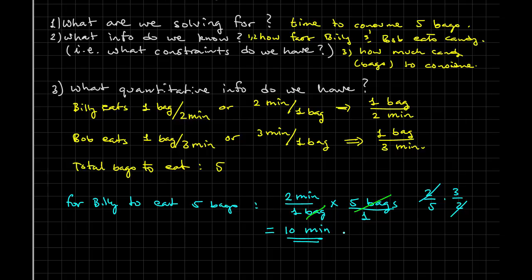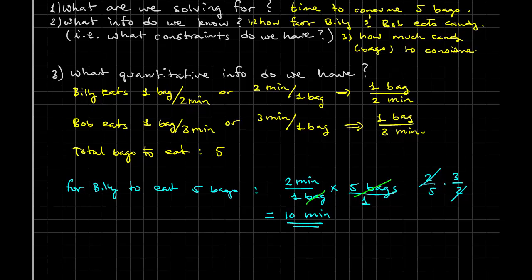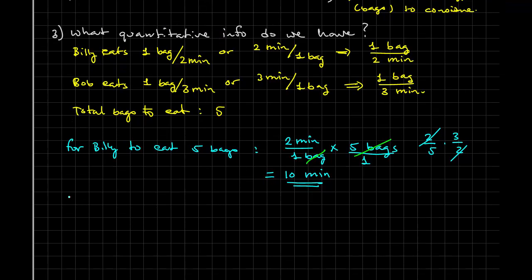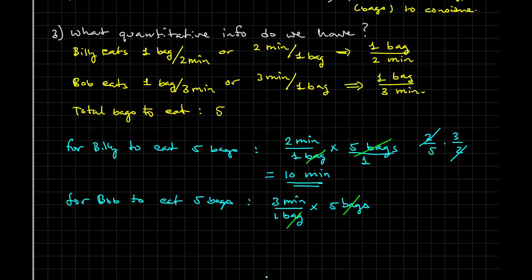Now, I'm sure you could have done that in your head, right? But here's how we can write an equation for it. Now, if we were going to do the same thing, but for Bob to eat 5 bags, then we'd have, he takes 3 minutes per bag, right? Again, he's going to consume 5 bags. So we can cross out bags, bag here. Bags and bag is the same. And we end up with 15 minutes. I'm sure you could do that in your head as well.